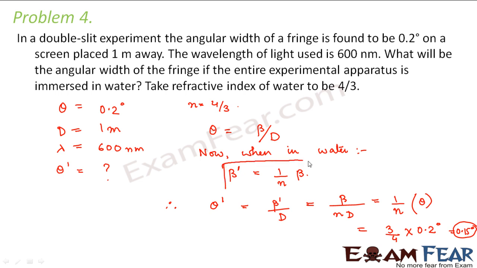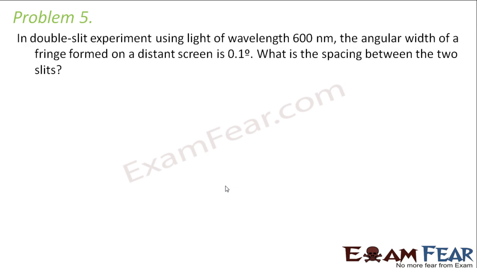So here the catch of the problem lies in the fact that the fringe width is inversely proportional to the refractive index. As the refractive index of the medium increases, the fringe width decreases. That's because fringe width depends upon the wavelength of light used, and we know that when the medium becomes denser, the velocity decreases, and velocity has a relation to wavelength, and wavelength in turn has a relation to fringe width. Let us look at the last problem of this section.